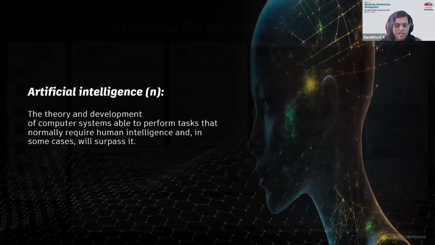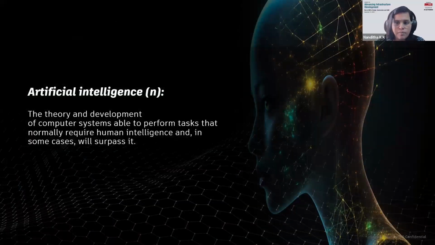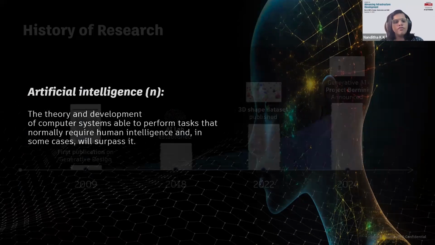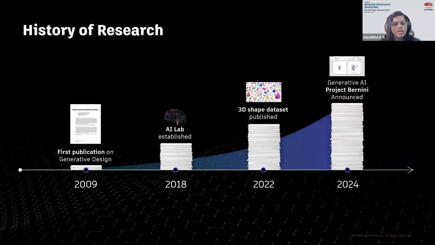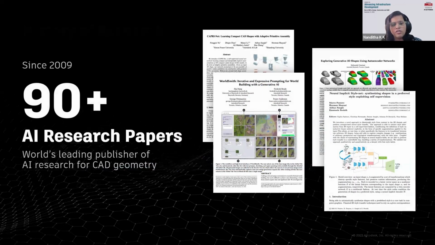Moving on, due to shortage of time, what we are doing in the AI space. In the AI space, the journey of Autodesk is not new. We started our journey in 2009 with our first publication, moving on in 2018 with our AI lab setup. Around 2022, we published a data set along with MIT. And in the last year, we did a pilot project to create an AI model, which we call Project Bernini. Over the past few years, we have published almost 90 plus AI research papers.